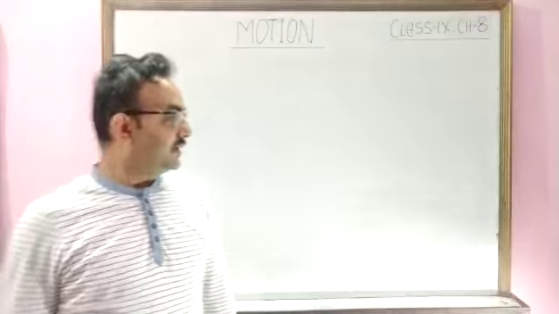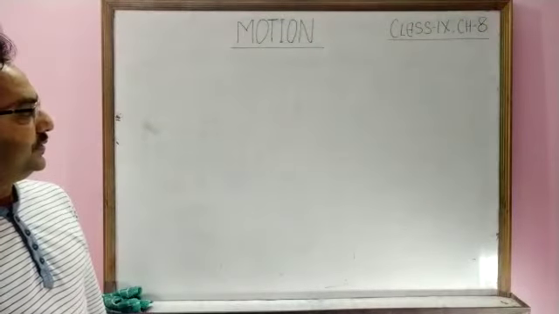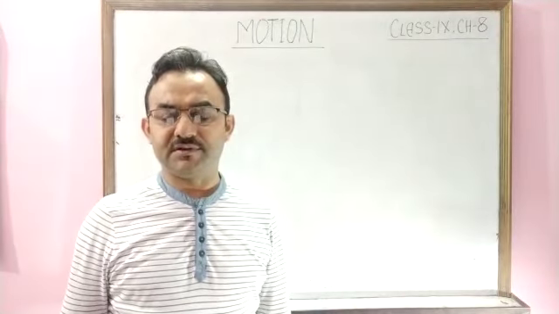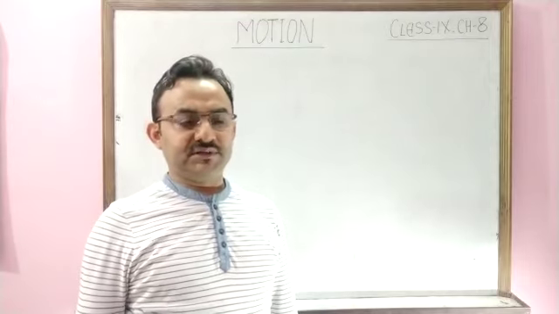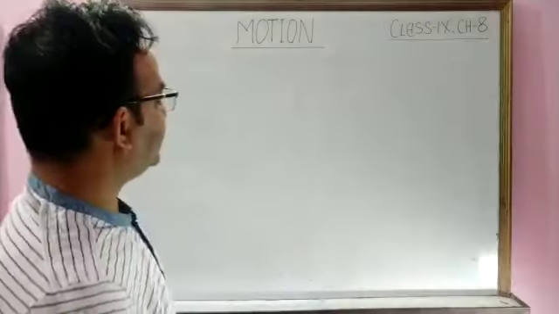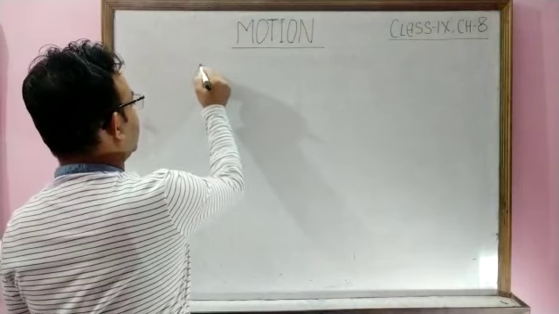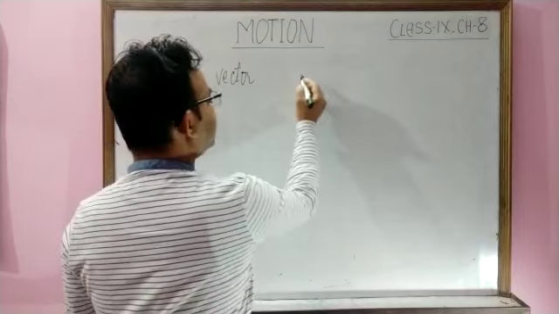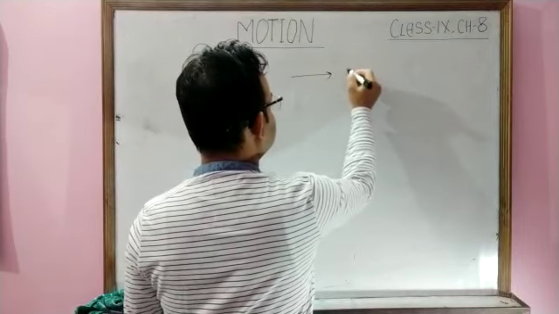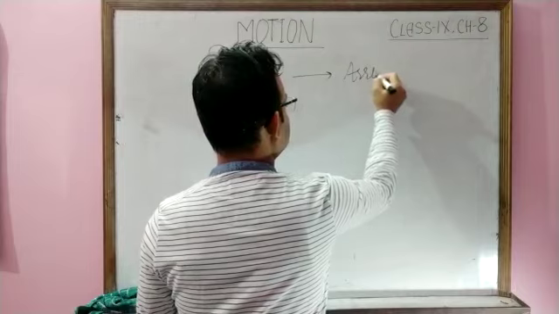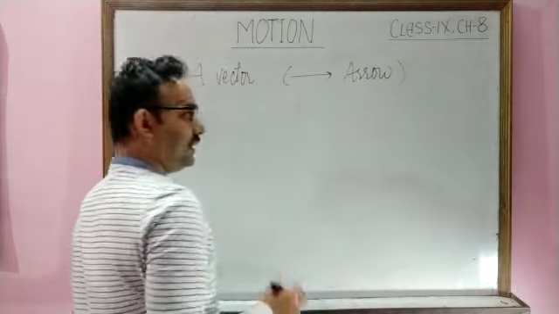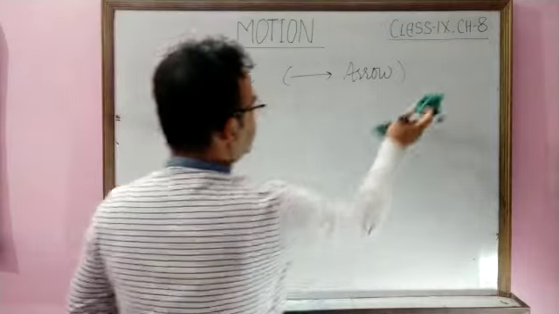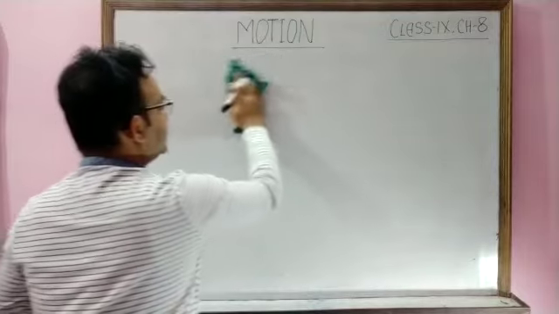Hello learners, in the last lecture we studied the definition of scalar quantity and vector quantity. Generally, a vector can be represented by an arrow. Is it clear? Okay, now today the next concept is about distance and displacement.